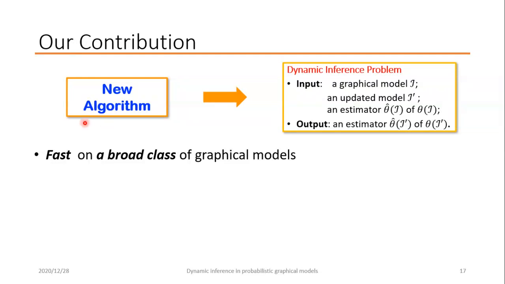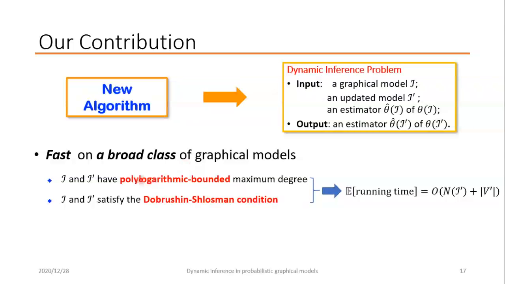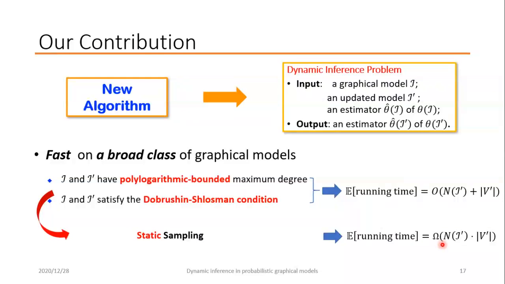The main contribution of this work is a new algorithm that solves the dynamic inference problem efficiently. For a broad class of graph models, our algorithm is fast. We prove that if the two instances have a polylogarithmic bounded maximum degree and satisfy the Dobrushin-Shlosman condition, the expected running time is bounded by the sum of N_I' and the size of V'. Actually, for most such instances, the only applicable static inference algorithm is MCMC sampling. Thus, the expected running time is no less than the product of N_I' and the size of V'. Therefore, our dynamic algorithm achieves a significant speedup.